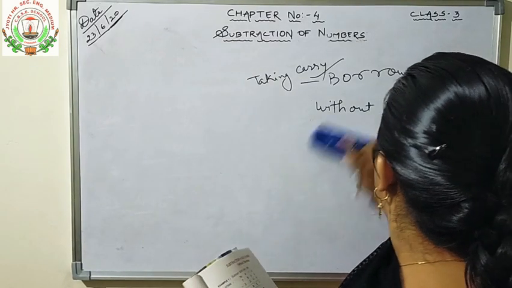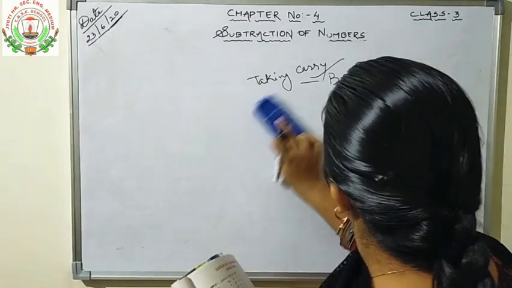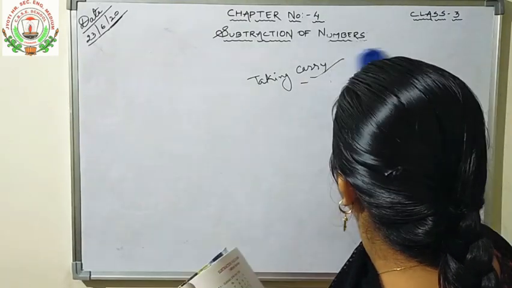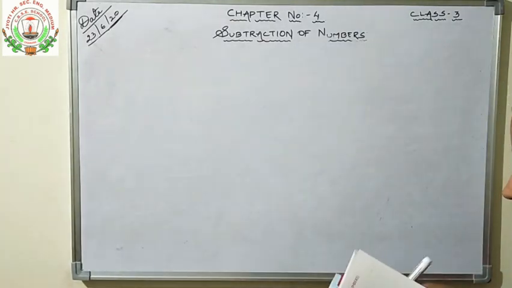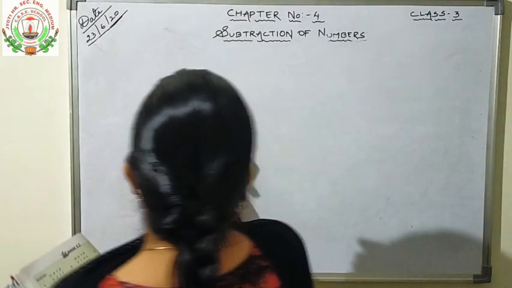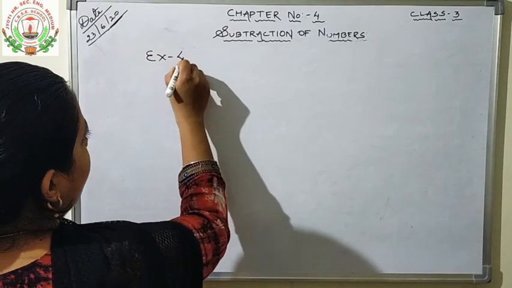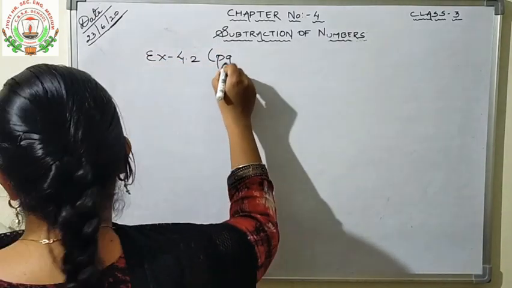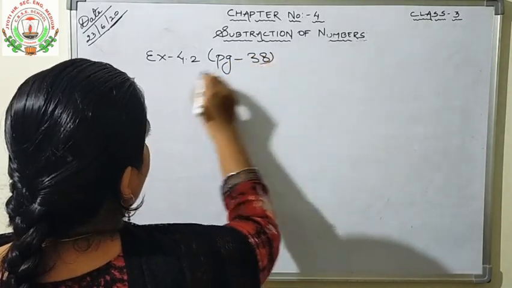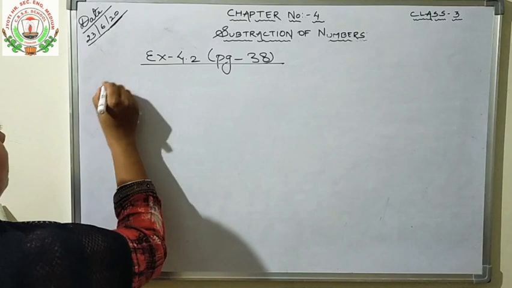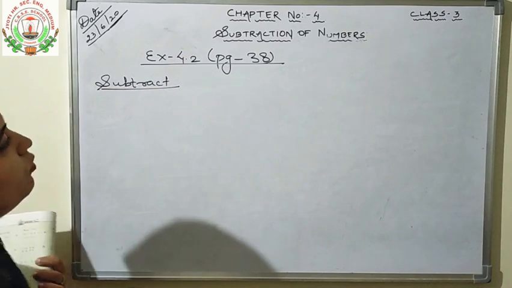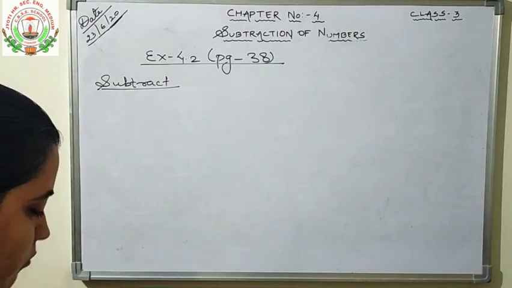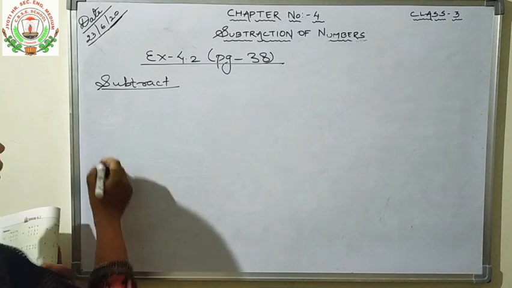Let's start our exercise number 4.2. Exercise number 4.2. This is on page number 38. First is subtract. This you have to solve in your book. This is your book work till question number 18. Okay, so let's start with question number 1.